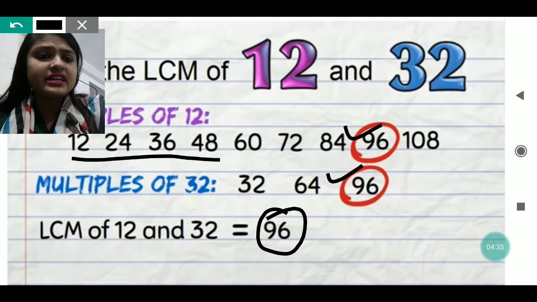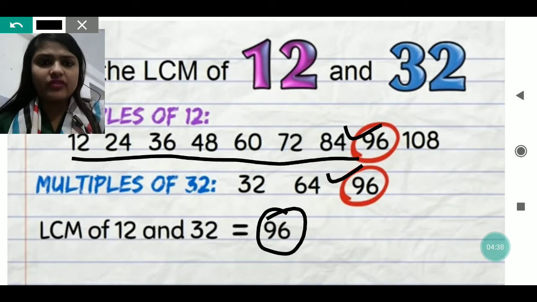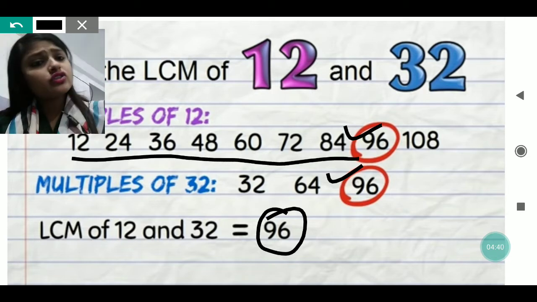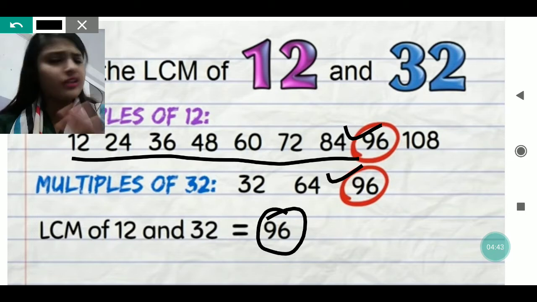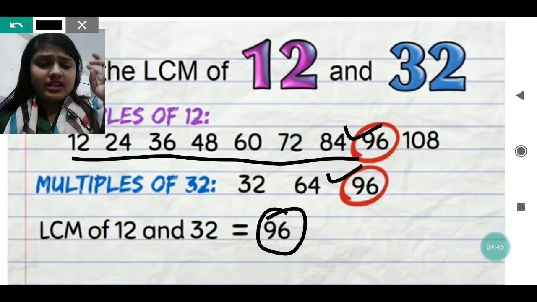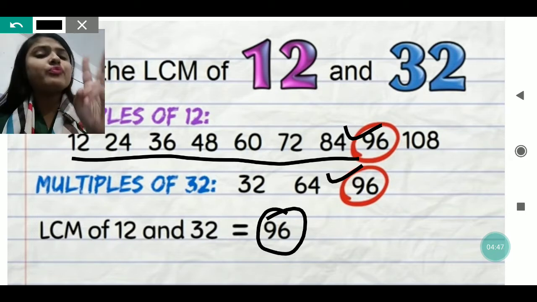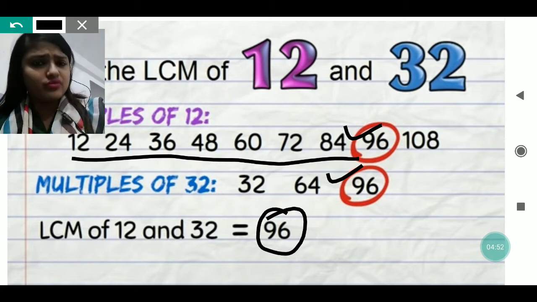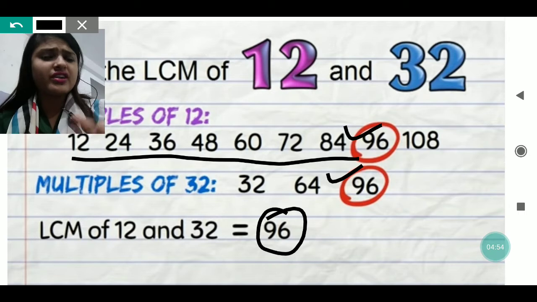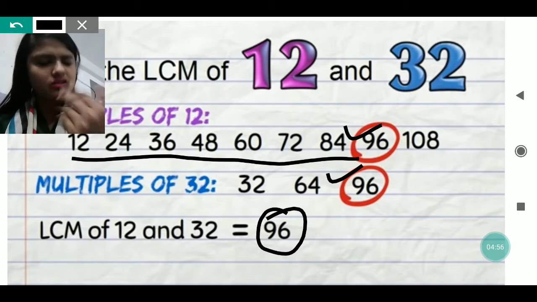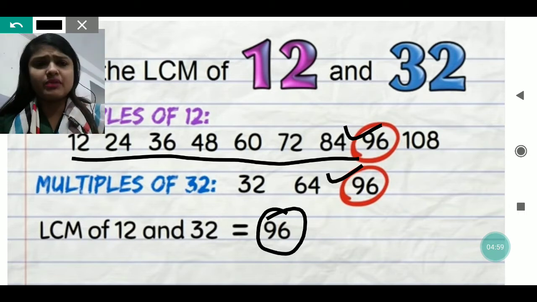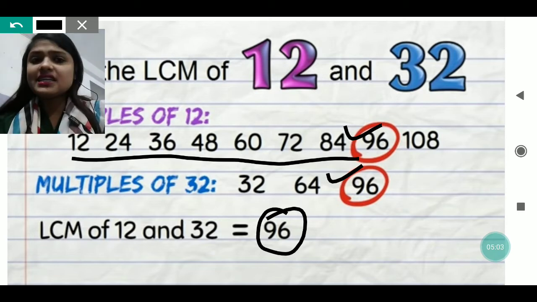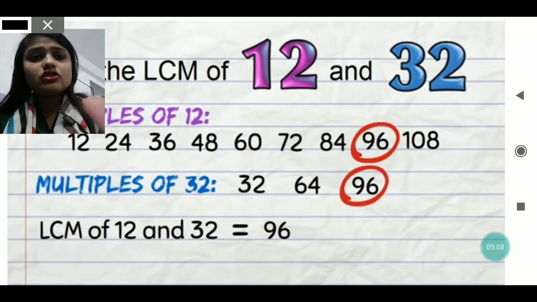As in the table, we write the multiples till 8 or 9, but there is no need to do that if, when you are writing the multiples, in the first one or two you already get the common, least common one. Then that is the common multiple, and no need to go further. So 96 is the least common multiple of 12 and 32. But this is not the prime factorization.